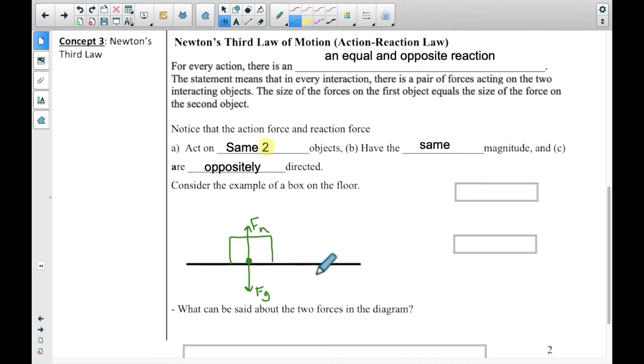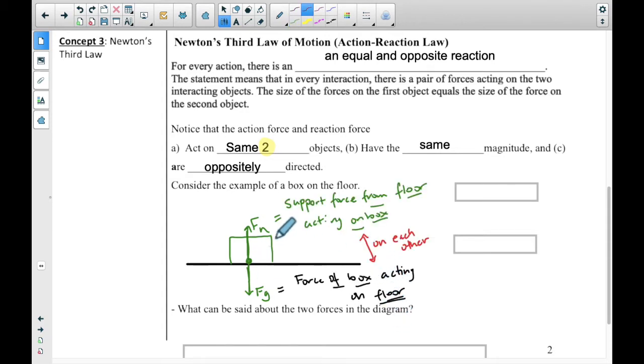Okay, so here I have my table, or floor in this case. I have my box. I have the force of gravity acting downwards and the normal force acting upwards, and they should be the same length. Okay, I made my gravity a little bit longer. It was looking a little short.